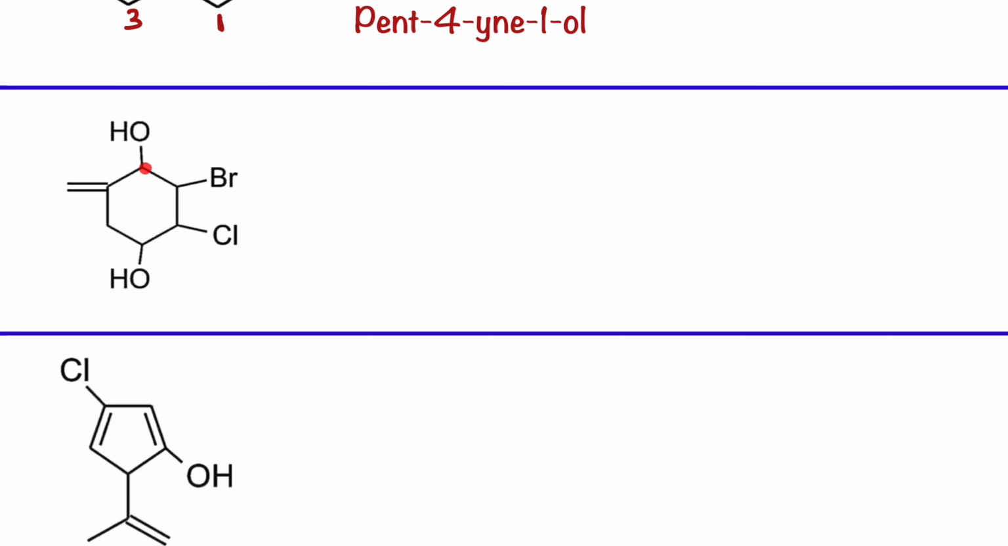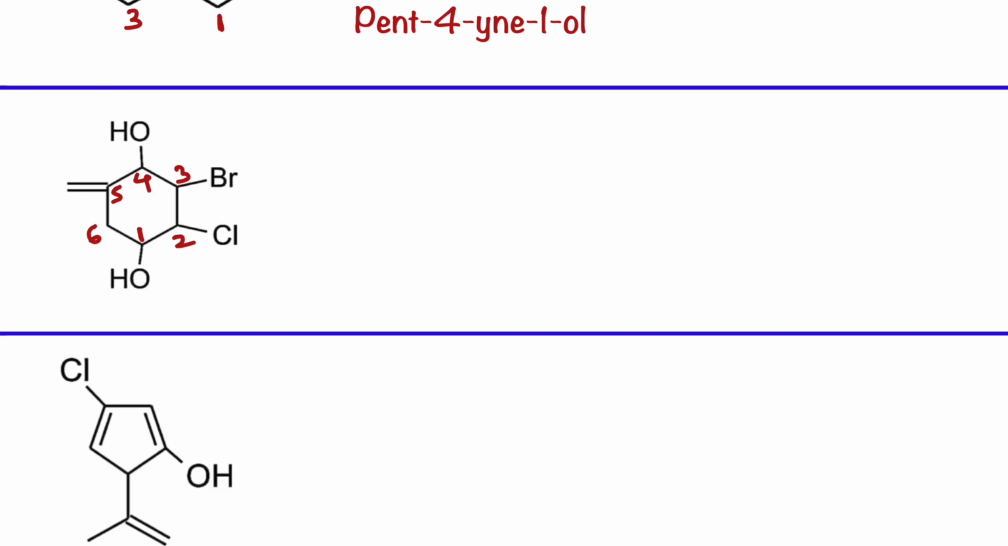If you start from here and move in the clockwise direction, you will get 2, 3, 6. If you start from this place and move in the anti-clockwise direction, you will get 2, 3, 5. 2, 3, 6 versus 2, 3, 5. Definitely 2, 3, 5 is better. Therefore, this is the first carbon, second, third, fourth, fifth, and sixth.